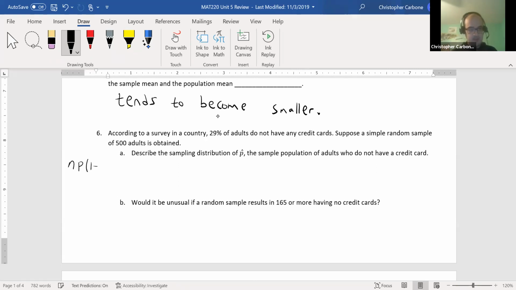n times p times 1 minus p. This is 500 times the 29%, so 0.29, times 1 minus 0.29, 0.71. This product is about 102.95, which is much greater than 10. So this means that the shape is approximately normal.